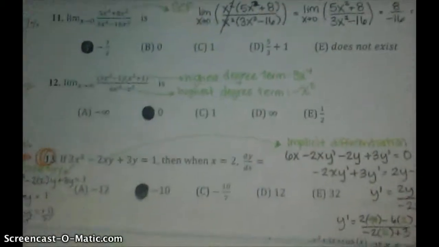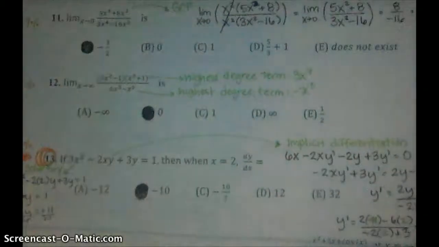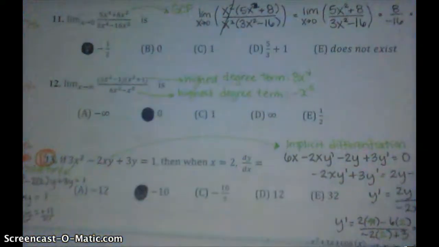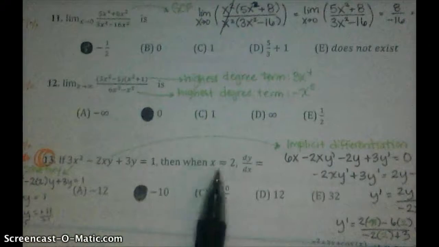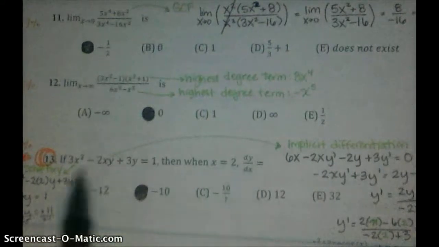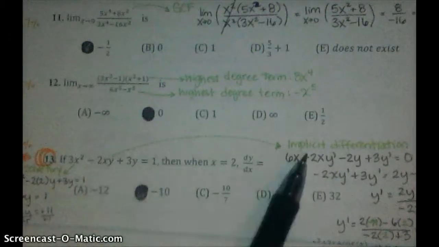So the question is asking you about the derivative at a point. That's your first hint about how we're going to work this out. We've got an x value, and we know that we need the derivative. But when I look at the equation that we've got, x and y are both on the same side of the equation. So we're going to have to use implicit differentiation.